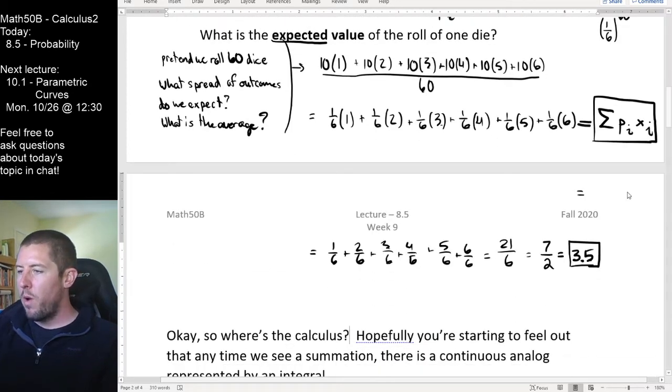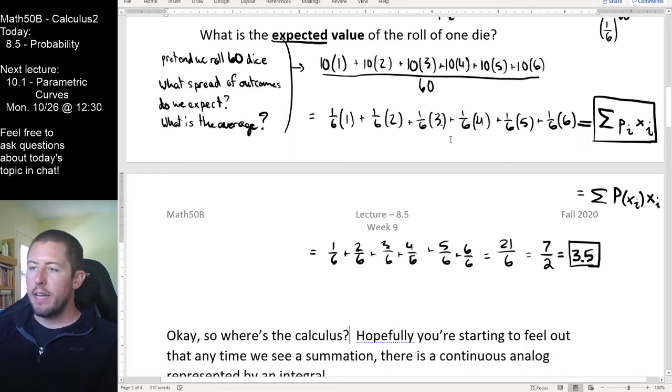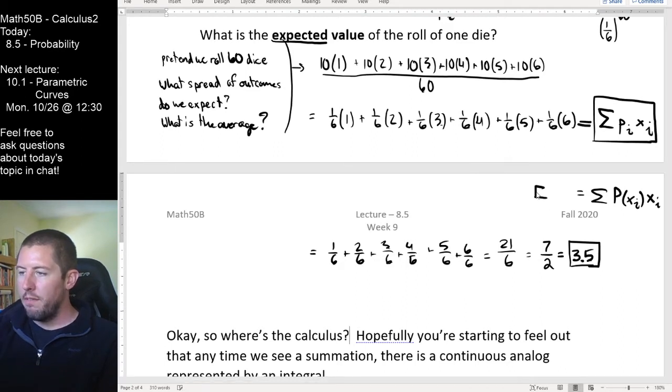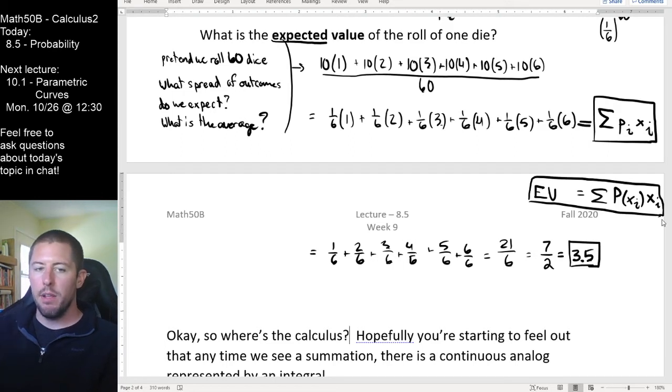So it might be that we want to slightly rephrase this as the sum of p of x sub i, the probability that we see the outcome x sub i, times that value itself, x sub i. So the x sub i in each case is the 1, 2, 3, 4, 5, 6. The probability that we'll see x sub i was the 1/6, 1/6, 1/6, 1/6, 1/6, right? So this is a really good statement for our expected value of any discrete random variable. In this case, our variable is discrete because rolling a die means there are only 6 possible outcomes.